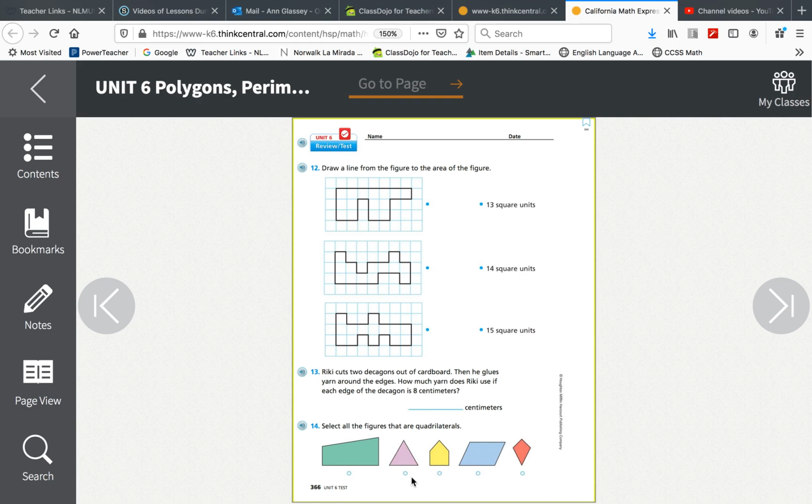Select all the figures that are quadrilaterals and just color in the dots. The answers from the teacher's book are for your parents tonight so they can check your work.